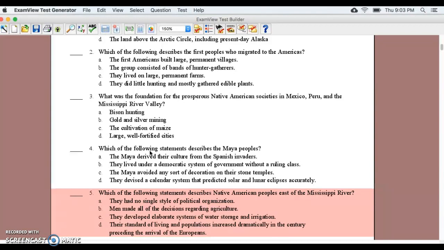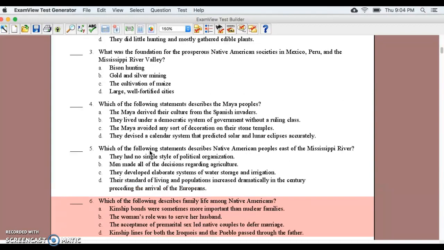Never too much specifics, because like I said, even your teacher's not the best on Native American societies in general. So it's not about memorization. Remember, it's big ideas and just a few examples that we can make sure that we have, especially when we get to the writing. Which of the following describes family life among Native Americans?